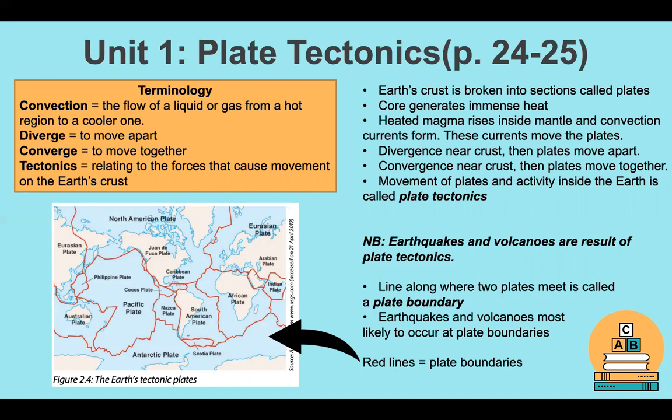So here's where it's very important. When there's divergence near the crust, then the plates will move apart, so a crack will be visible. If there's convergence near the crust, then the plates will move towards one another. And if you take your hands and push them against one another, eventually one hand will slip over the other. And that's what convergence does. So the movement of plates and activity inside the Earth is called plate tectonics. Very important definition as well. NB, very important, earthquakes and volcanoes are a result of plate tectonics.